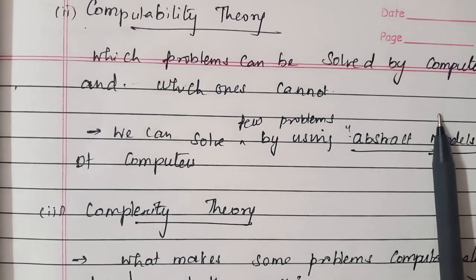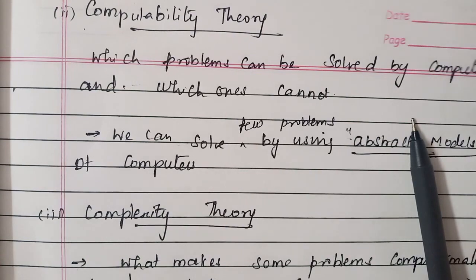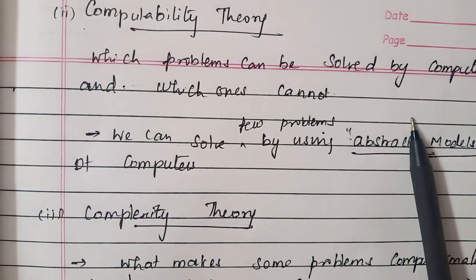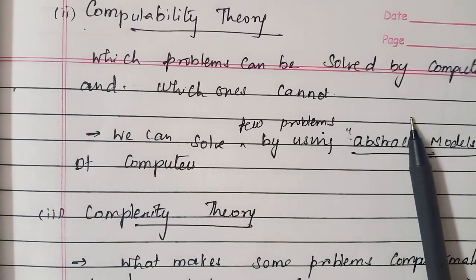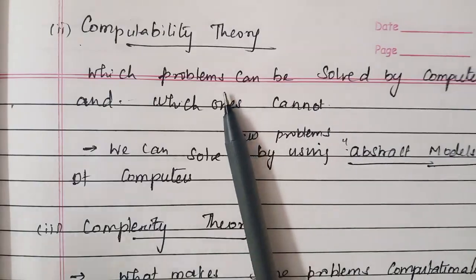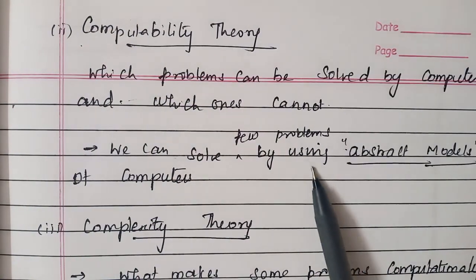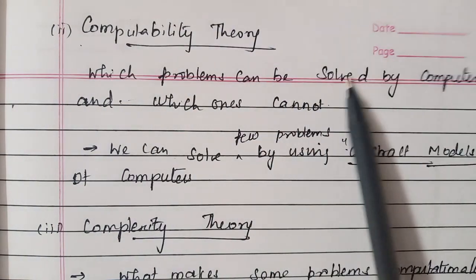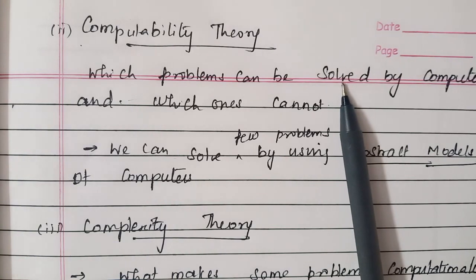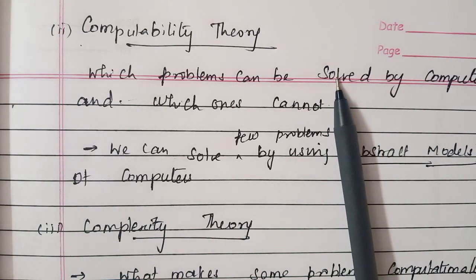One is automata theory. Automata theory is the main part you are going to concentrate on, and you will solve more problems on it in the forthcoming sessions. The second area is computability theory. This computability theory tells you which problems can be solved by computers and which ones cannot.